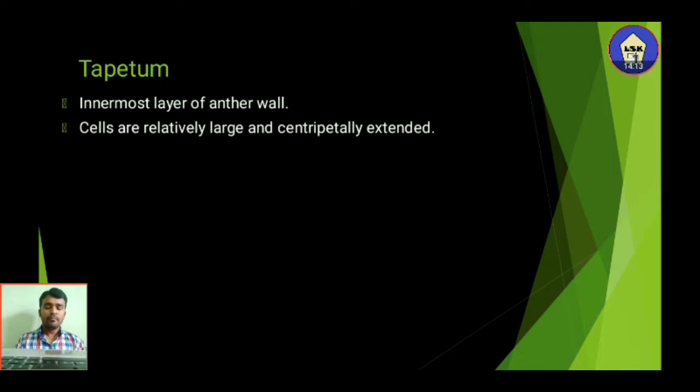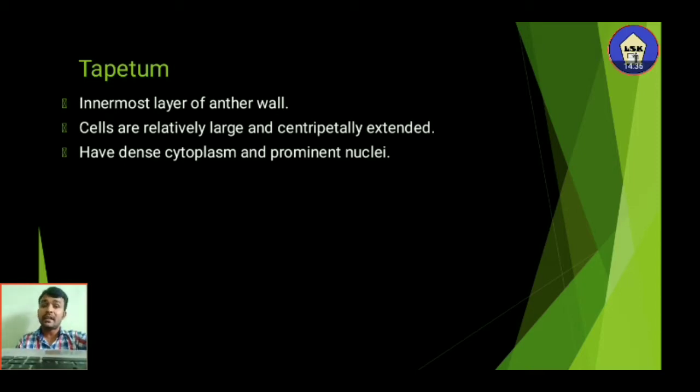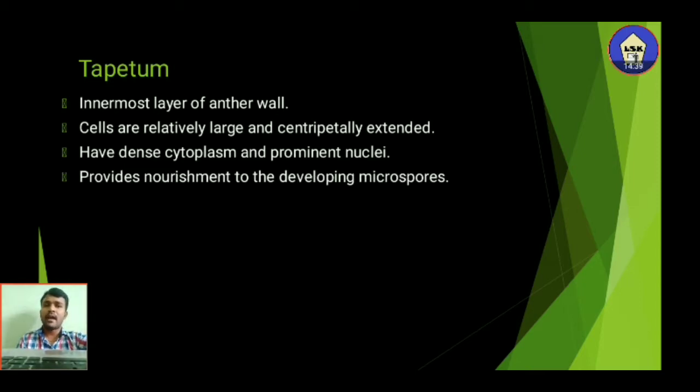That means the breadth or the size of the cells of tapetum is very unique. The shape of the cells of tapetum is very unique. The inner region is narrower and the outer peripheral region is broader in size. So this kind of arrangement is called centripetally extended. They have dense cytoplasm, prominent nuclei, a multinucleated condition, and that provides nourishment to the developing microspores. So this is a very important feature of the cells of the tapetum.